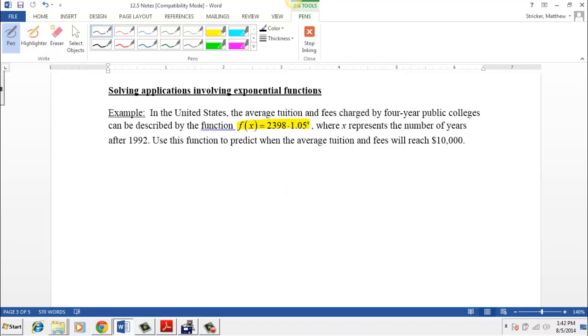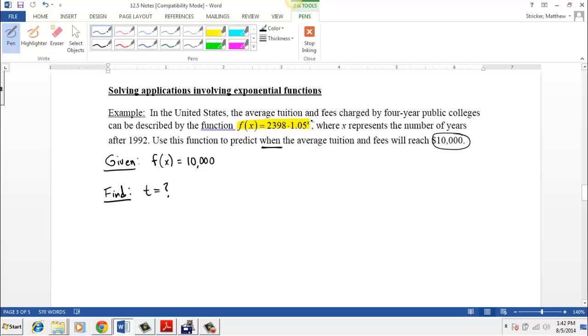Okay, so use this function to predict when. There's that word when. What does that mean we're trying to find? We're given something, and we're trying to find something. The word when is one of those keywords. It means we're trying to find time, when tuition and fees will reach 10,000. And remember that this function describes the tuition and fees, so it's telling us that the y value, or the f of x, is equal to 10,000. It's kind of like some future value.